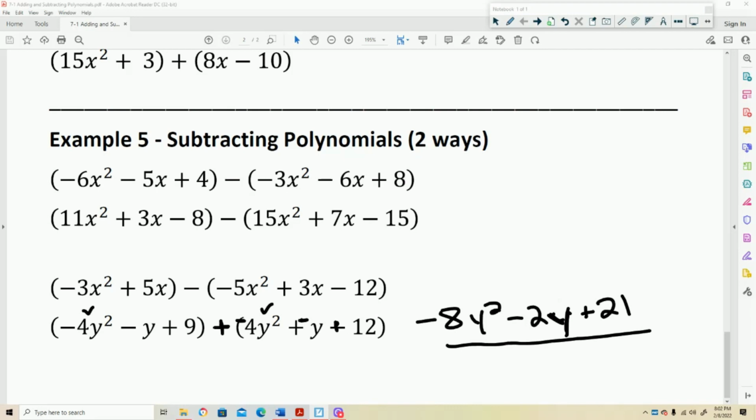And that is subtracting polynomials. Subtracting polynomials, and that takes care of our lesson today.